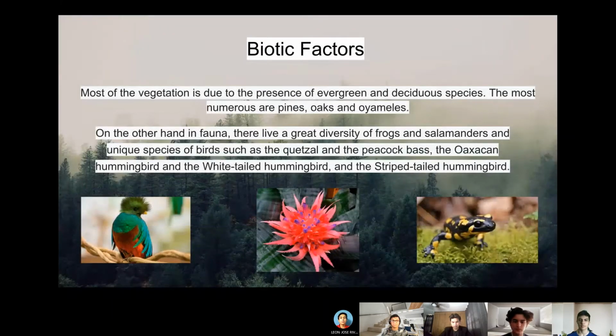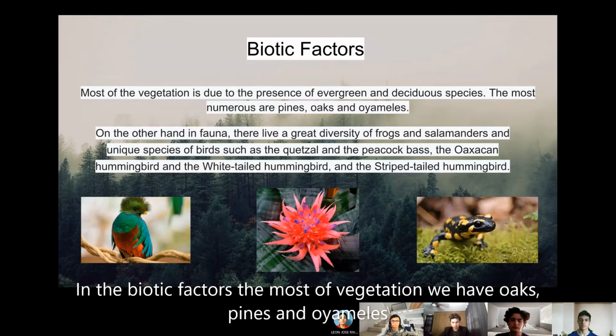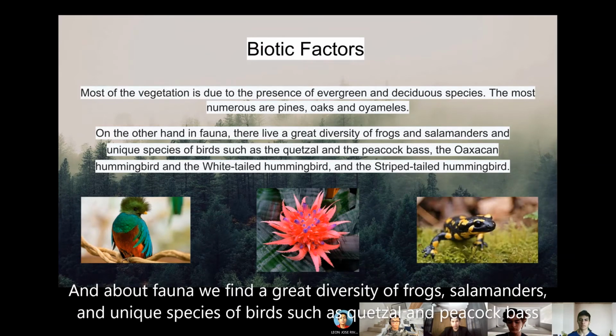Hi, I am Ángel Nava and I'm going to talk about the biotic and abiotic factors. In the biotic factors, in the vegetation we have oaks, pines, and oyamels. And about fauna, we find a great diversity of frogs, salamanders, and unique species of birds, such as quetzal and peacock bays.